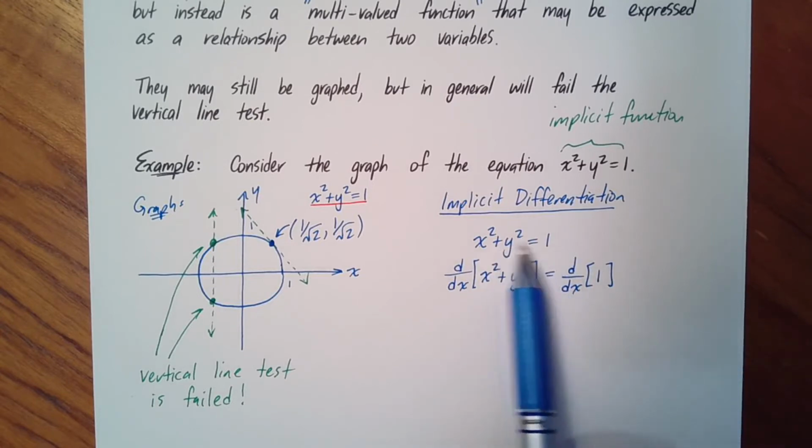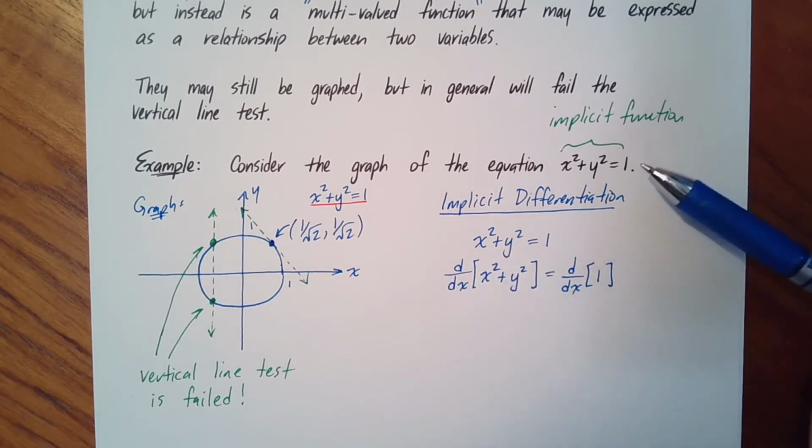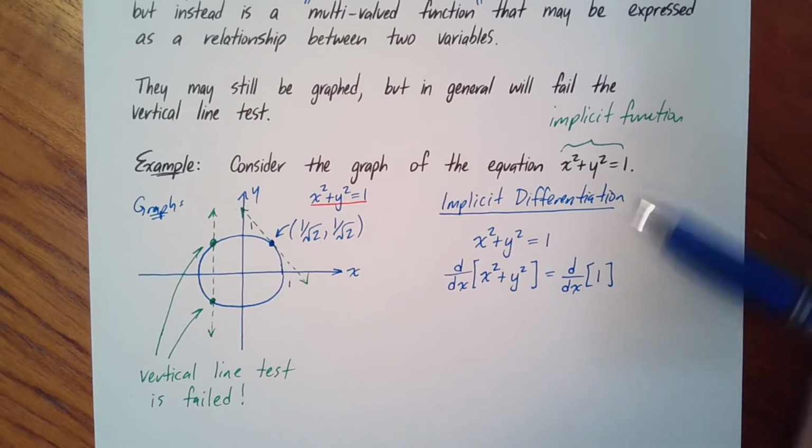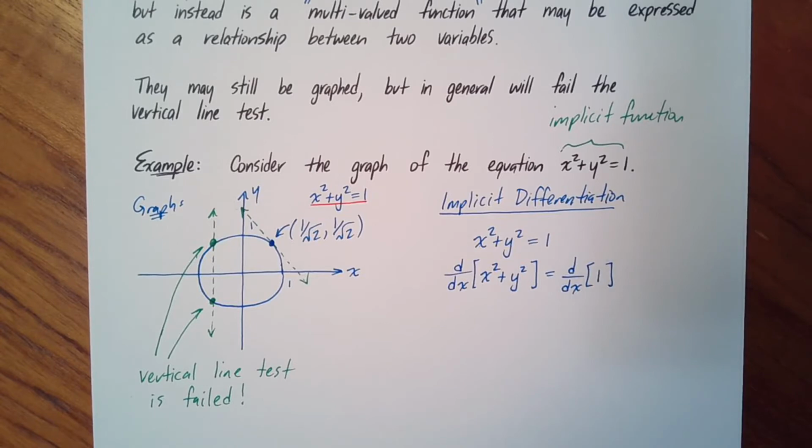So the idea is if you have two functions that are equal, which is really how you should interpret this equation, well, then their derivatives must also be equal. If you differentiate both the left and the right-hand side with respect to x, then you should get the same thing. That's the logic we're employing here.